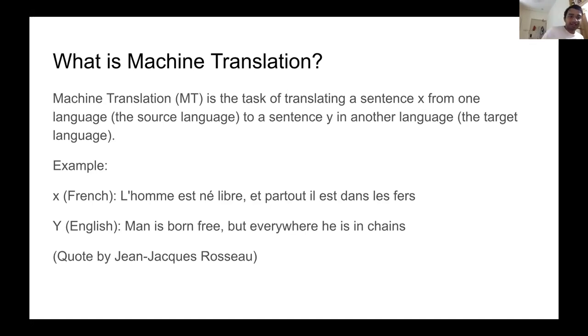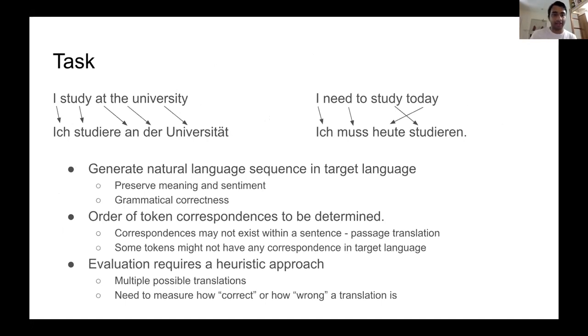So the task really is that given one sentence, you want to produce the other. And in doing so, ideally, you want to preserve the grammatical correctness. So when you write a sentence in the target language, you want it to be correct in that language. And you would also like that sentence to preserve some of the meaning and sentiment, like I mentioned earlier.